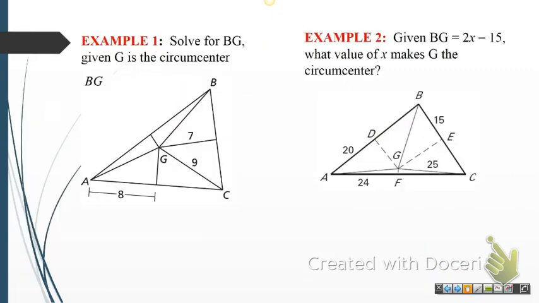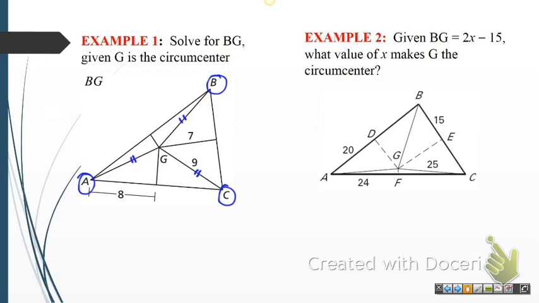So let's look at some examples of some problems that we might solve involving triangles and circumcenters. So let's look at example 1. Example 1 asks us to solve for segment BG, given that G is the circumcenter. So we need to remind ourselves first, what is a circumcenter? And then secondly, what are its properties? Or when you have a circumcenter in a triangle, what do you know?